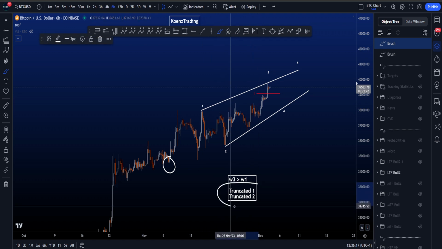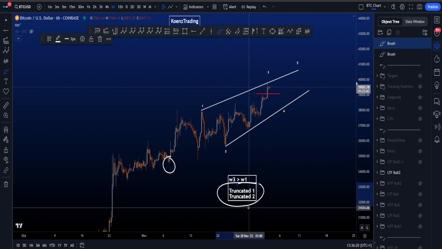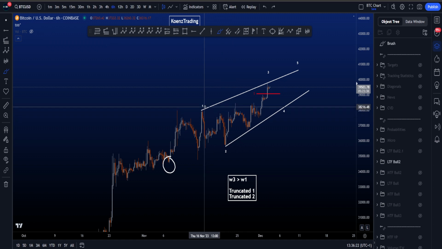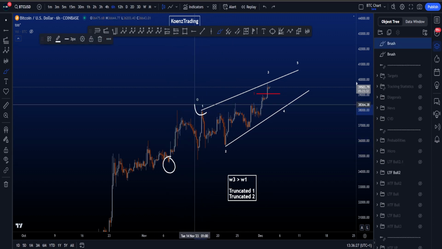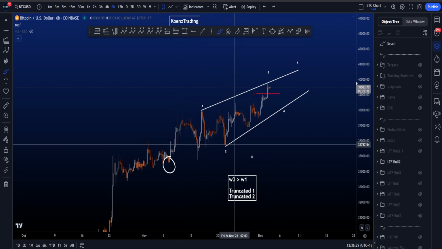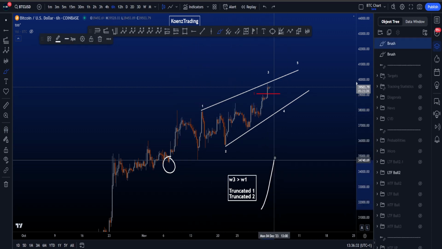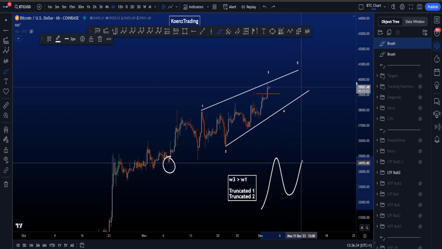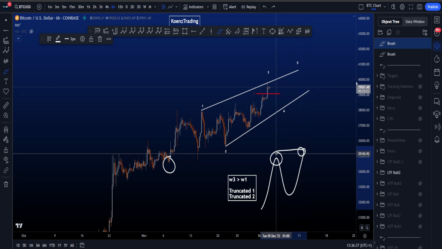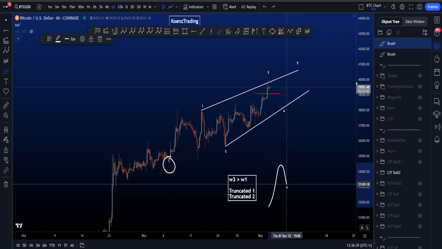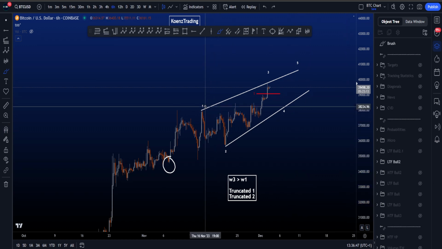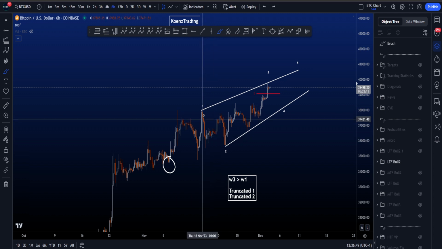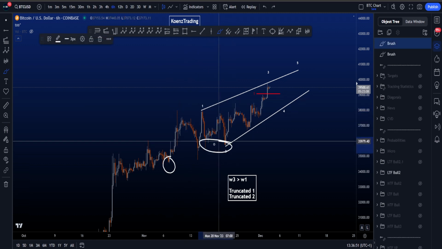The main issue here is that we have a truncated wave 1 and 2, which means wave 1 is an ABC zigzag, but wave C did not take the low or the high of wave A. By far most common is a wave A, wave B, wave C, where C takes the high of A. A truncated zigzag is an ABC where wave C does not take the high of wave A and already returns to the downside in this case, which is incredibly rare.